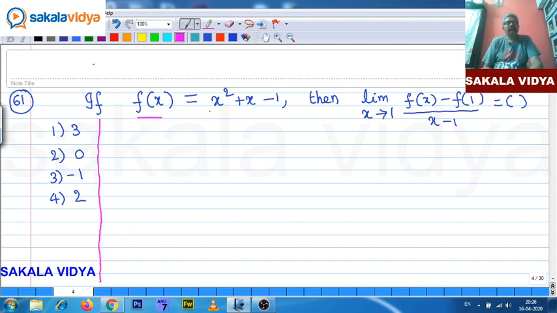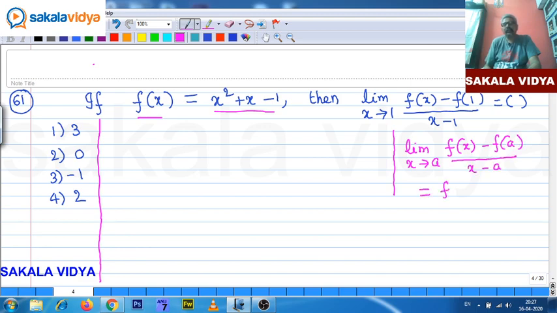If f of x equals x square plus x minus 1, then limit x tends to 1, f of x minus f of 1 by x minus 1 equals to. Okay. Now, we have one formula in differentiation: limit x approaches a, f of x minus f of a upon x minus a equals f dash a.